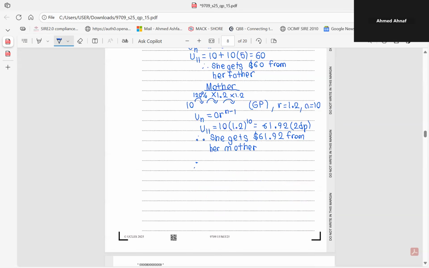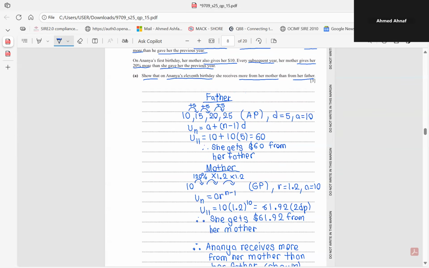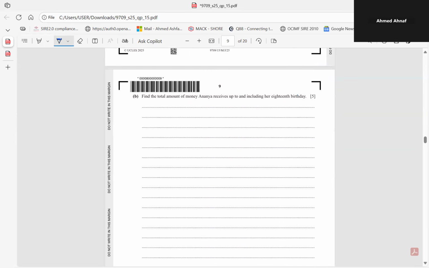And hence we can conclude that Ananya receives more from her mom than her father. Her mother receives more than her father. So we can write "show". So this is the final answer for this part. Let's head on to the next part.